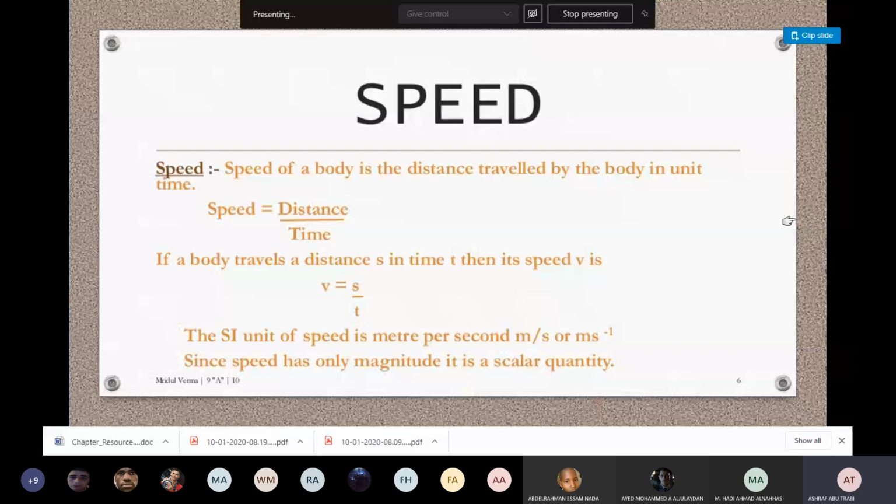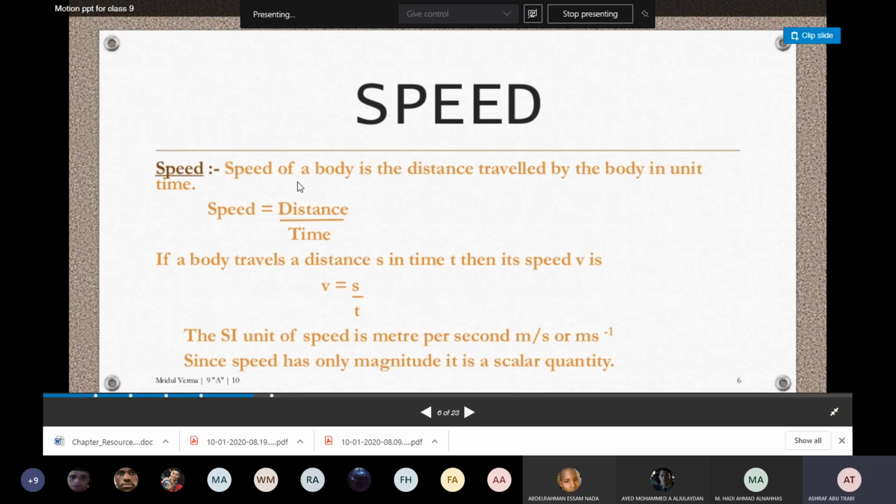Now I will start with the speed, guys. It's an important term here to know what the speed is. So the speed of a body is the distance traveled by the body in a unit time. Okay, so this is the speed. When we make a relation between distance and time, this is the speed. It's an important thing to know.